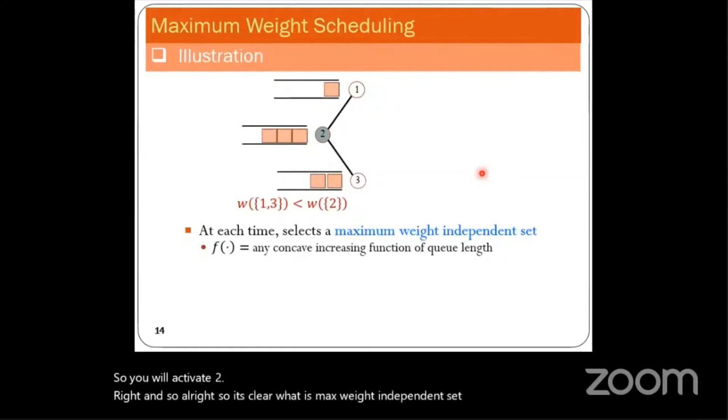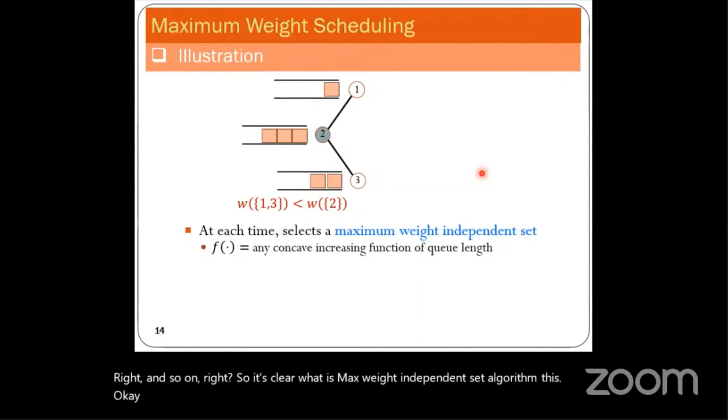Sir, another query. Right now, if you see {1, 3} and {2} as the same weight, then you can pick either of those. Okay.